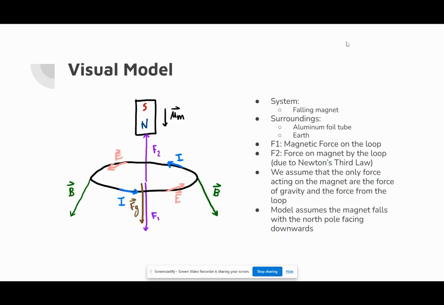For a visual model, our system is going to be the falling magnet. Our surroundings are going to be the aluminum foil tube and the earth. Our F1 is going to be the magnetic force on the loop, and that's the downward pointing purple arrow. Our F2 is the upward pointing purple arrow, which is going to be the force on the magnet by the loop, which is going to be due to Newton's third law.